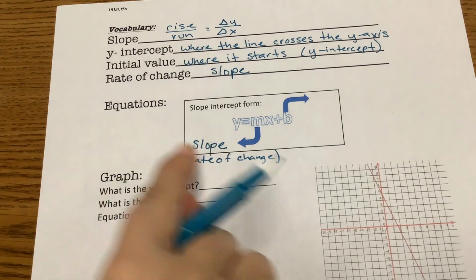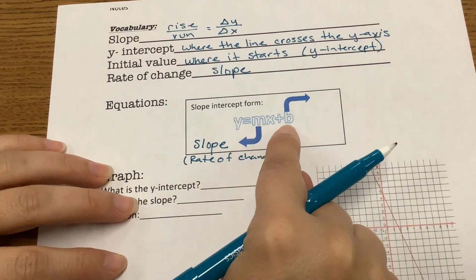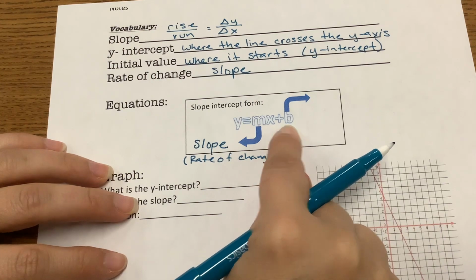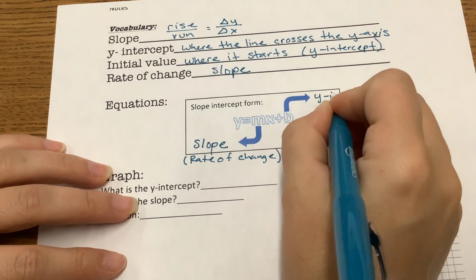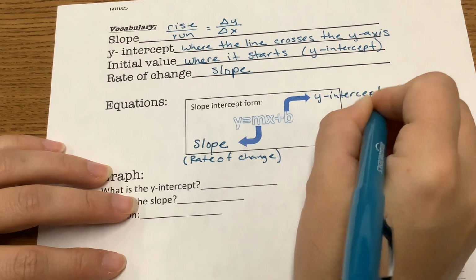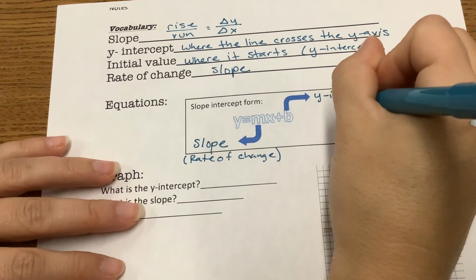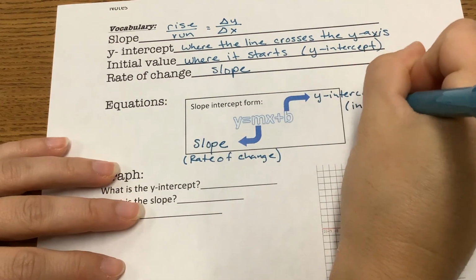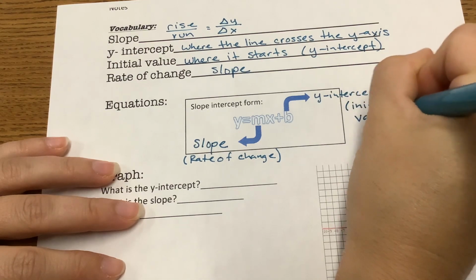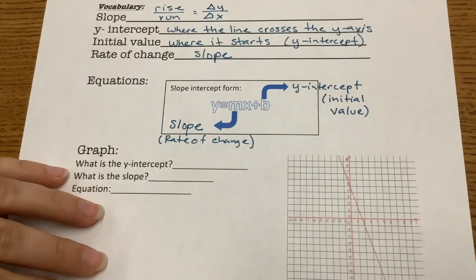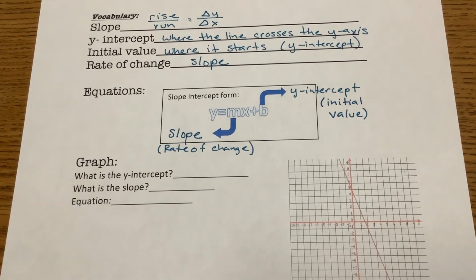Okay, so if this is the slope, then what is b? What is that representing? The y-intercept. And what is another term for the y-intercept? Initial value. The y-intercept is also known as the initial value. It's what we start talking about for that first quadrant, for all our positive values.